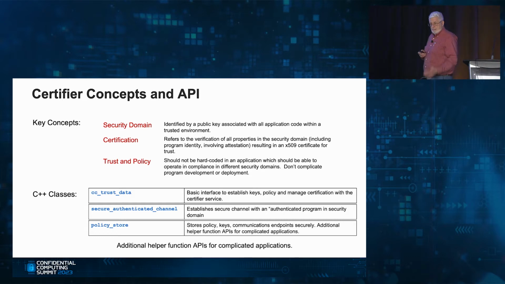The way you program this, if you have a C++ application, is you interact with 3 C++ objects and usually only 2. The first object is the object that generates all your keys, gets you certified, and saves all your private information, like your keys, automatically in a policy store. The second one is a secure authenticated channel, which can talk and verify other programs in this domain. It opens up a mutually authenticated, encrypted, integrity protected channel.